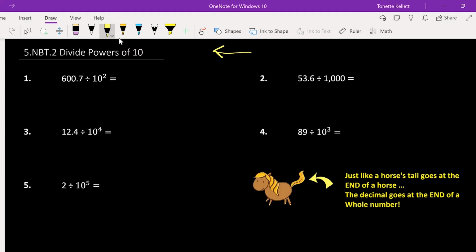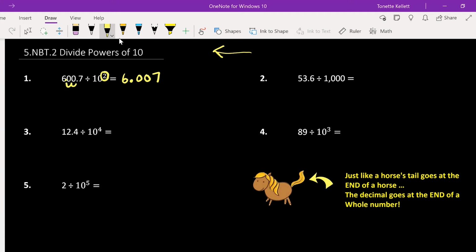Let's take a look at number 1. So we have a 2 as an exponent. That 2 tells us that we're going to go to the left 2 spaces. So we start right here and we're going to shift the number 2 spaces and put that new decimal right there. So it's going to be a 6, and 2 zeros and a 7. So 6 and 7 thousandths.